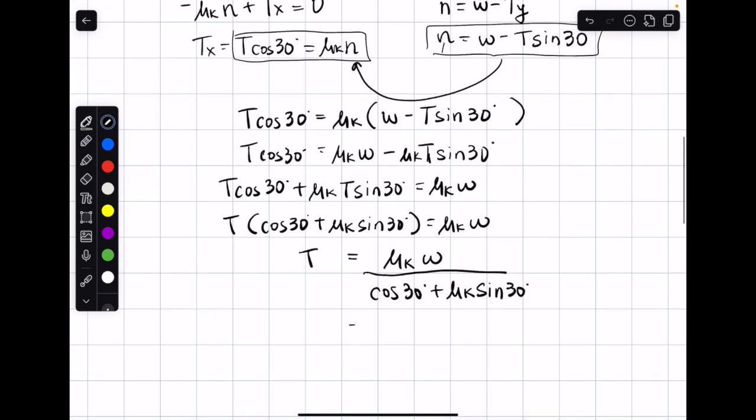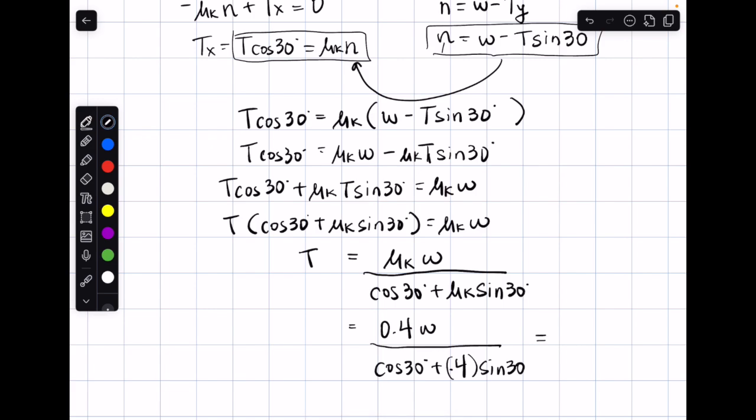And then I can plug in what they gave us for mu k, which was 0.4, times the weight over 0.4 cosine 30 plus 0.4 times sine 30. And I can get a value for that. And I can express the tension I need to pull on that rope with in terms of the weight of the crate itself. So 0.4 divided by cosine 30 plus 0.4 sine 30.